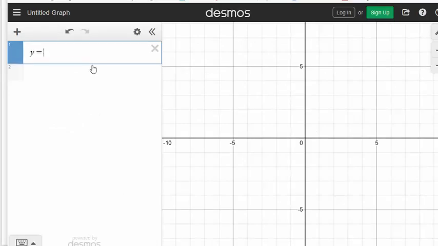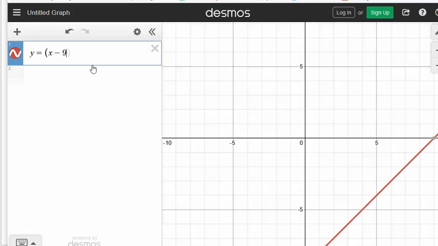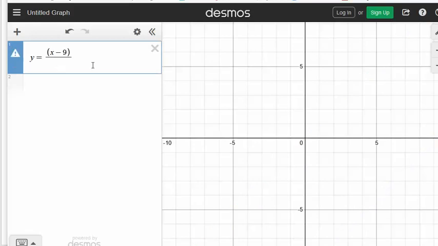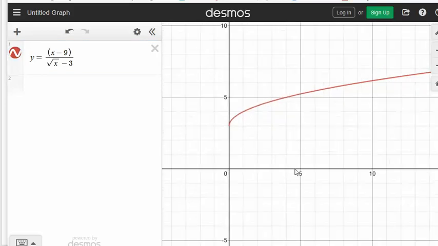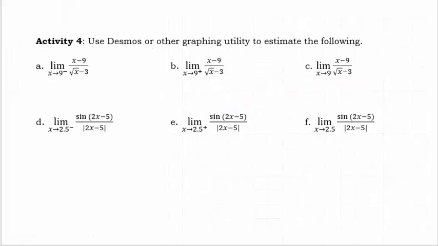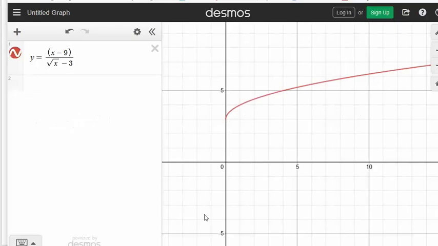So we're going to go y equals parentheses x minus 9 over, and you can use SQ square root of x, and you have to move your cursor out from under your square root. Okay, so there's our function, and we can move it around and look at it here. All right, let's see what we're supposed to be doing: the limit as x approaches 9 from the left, the limit as x approaches 9 from the right, and the limit as x approaches 9. So we need to see what's happening around 9.